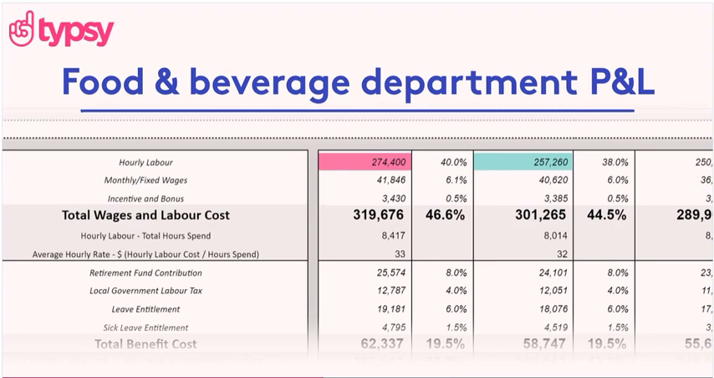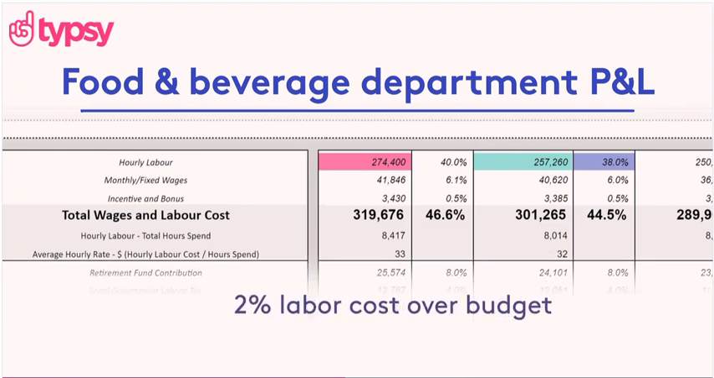So we have overspent on labor by over $17,000. And even more critically, our budgeted labor cost percentage was only 38%. So we are overspending by 2%, and we are under our expected profit margin. It's a crucial thing to consider when you're looking at labor cost management.